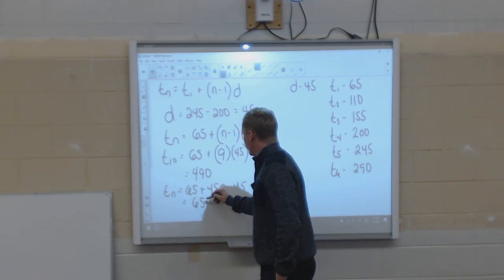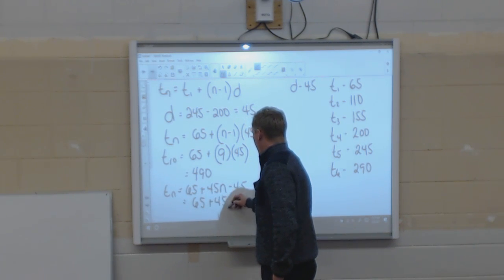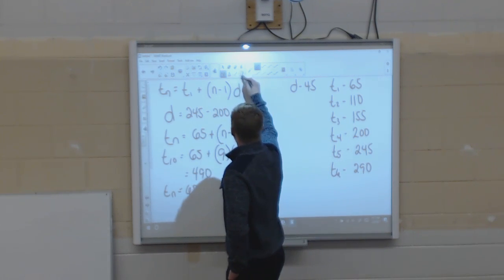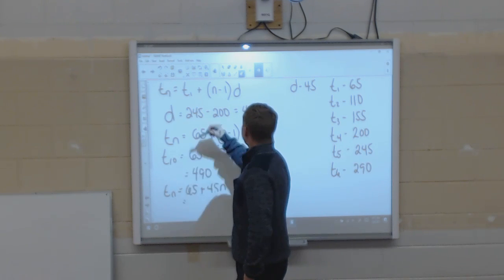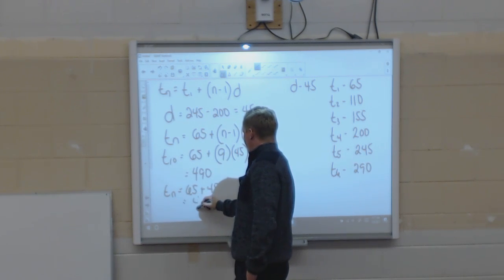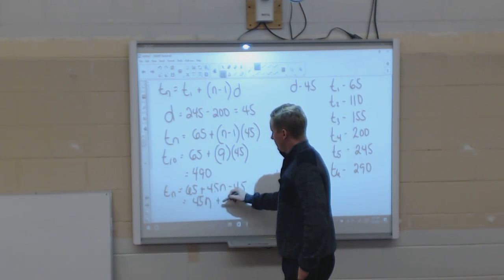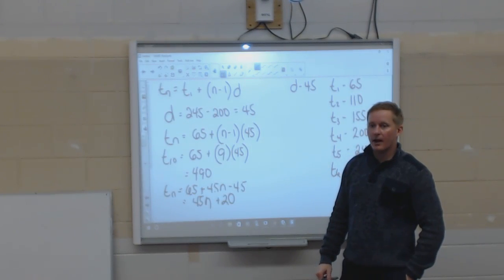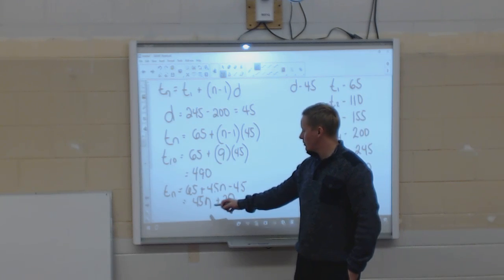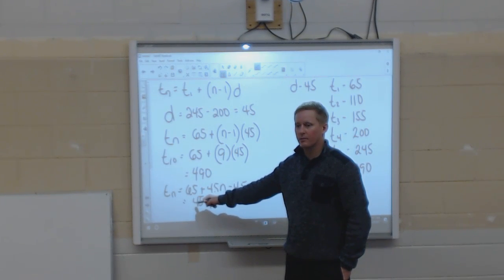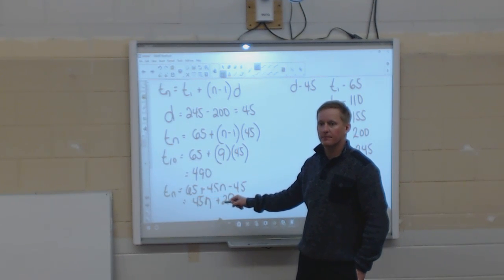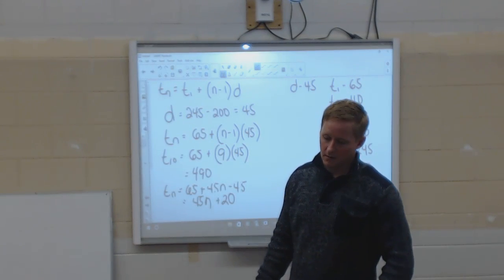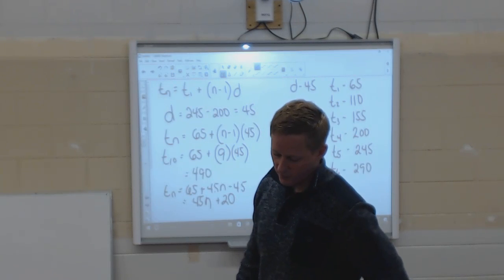Equals 65 plus 45n. Now, oh, sorry, this should be a 20. I'm gonna rewrite that. So that's 45n plus 20. So now when I look at this equation, there's my slope, there's my y-intercept. Okay? If you were to therefore graph it.